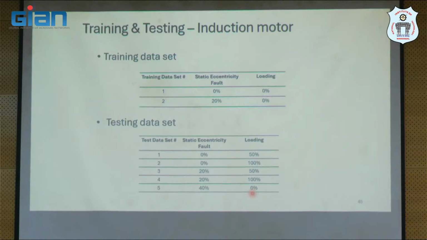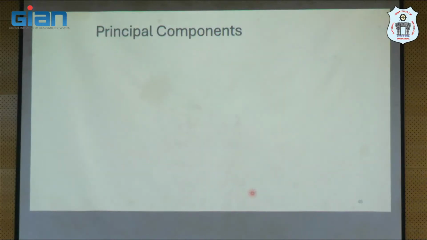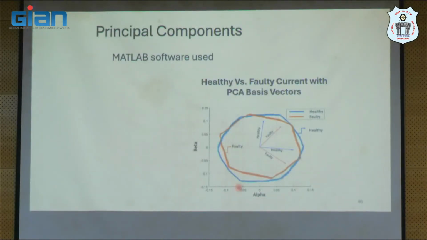For each of these raw data I extracted line currents, I calculated I alpha, I beta, centered them, and performed principal component analysis. I used MATLAB to generate my principal components. If we plot I alpha versus I beta, you will see a circular plot. Ideally it should be a perfect circle for a sinusoidal current. But because of the harmonics, you will see a somewhat distorted blue colored circle.